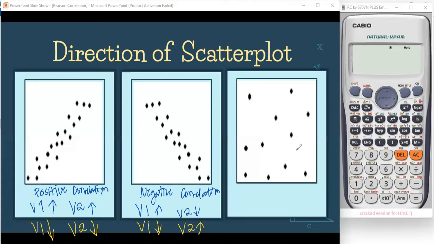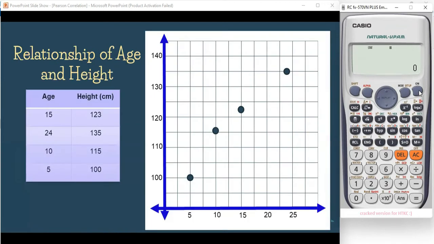Yung mga dots po natin is hiwa-hiwalay. So this is the no correlation. Ibig sabihin po, si x and y or si variable 1 is not related to variable 2. Now, my dear students, knowing po the difference of the direction and the strength of our scatter plot, how can you now interpret this correlation or the relationship of age and height?